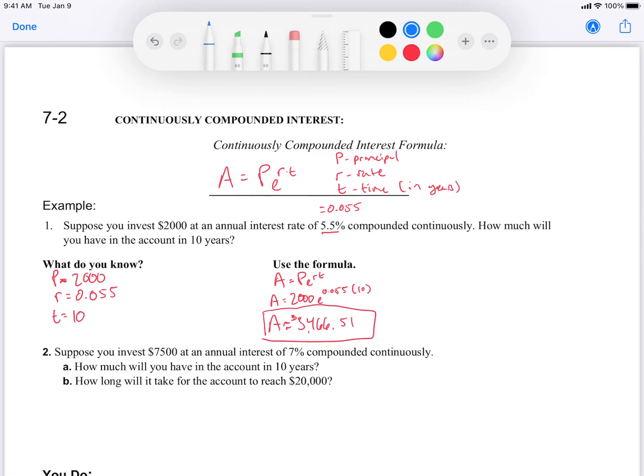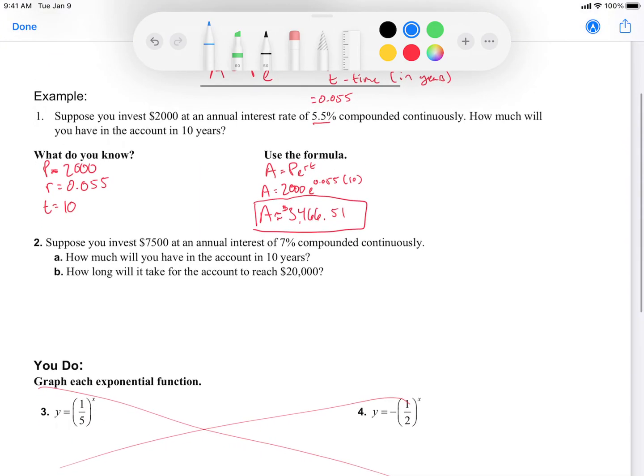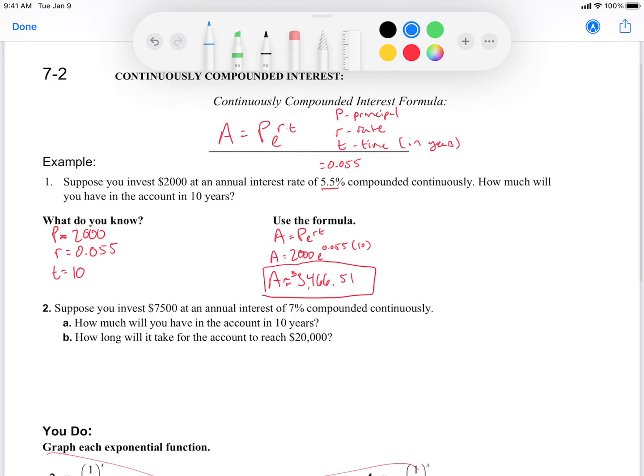So now we're going to do number 2. We want to know, suppose you invest $7,500 at an annual interest rate of 7% compounded continuously. We want to know 2 parts. One is how much will you have in the account in 10 years? And 2, when will I be able to save up and get $20,000?